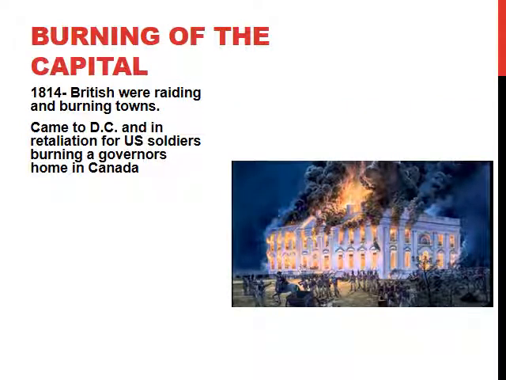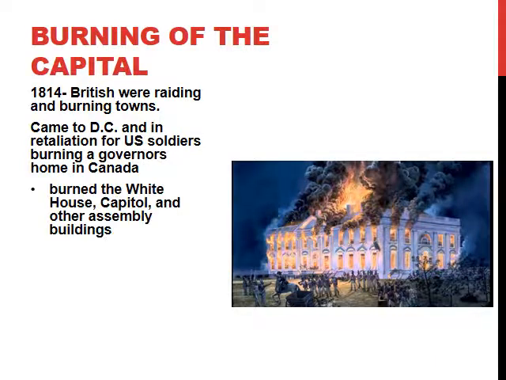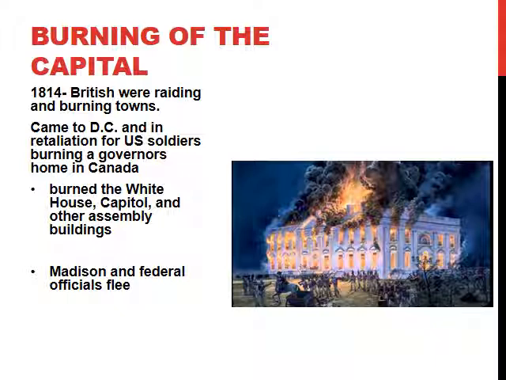Another famous event during the War of 1812 was the burning of the Capitol by the British. In 1814, the British were going up and down the East Coast burning and raiding towns. When they came to Washington, D.C., in retaliation for the U.S. burning a governor's home in Canada, they decided to burn the White House, Capitol, and other assembly buildings. Madison and the federal officials had to flee, but they did not do so before Dolly Madison, Madison's wife, saved a portrait of George Washington.